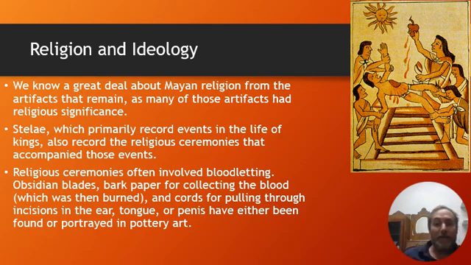Bloodletting was a common component of these religious ceremonies. Obsidian blades would be used to cut the body in some area and collect the blood, and you could then burn it as an offering to the gods. There were also cords that would be pulled through the ear, or the tongue, or the penis, and we've seen these portrayed in pottery art.